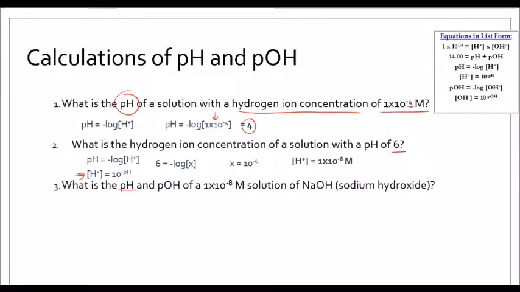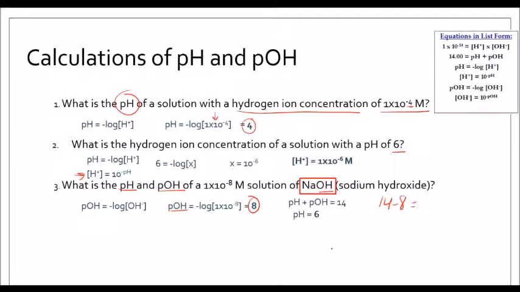So here, what is the pH and the pOH of this sodium hydroxide? In this case, we're going to decide to do negative log of the hydroxide concentration. And we get the pOH is 8. Now you can do the pH plus pOH gives you 14, subtract, 14 minus 8, and that's going to give you a pH of 6.